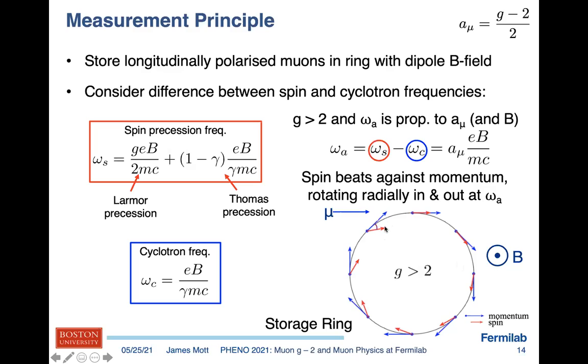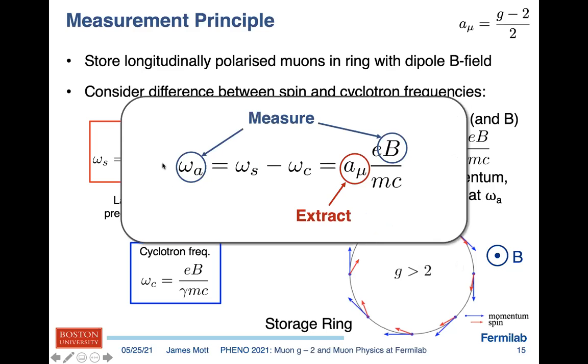If you imagine sitting at a detector here, what you would see is the spin pointing inwards towards you, and then a time later it'd be pointing outwards, and it's going to keep pointing inwards and outwards. The frequency at which it's pointing in and out is this beat frequency, omega_a. So this is the whole principle behind the experiment. We measure this spin precession frequency, and we measure the magnetic field, and then we take the ratio, and that allows us to get hold of a_mu, the quantity of interest.